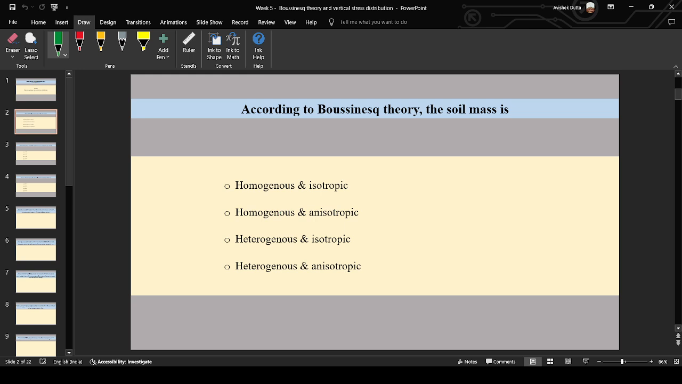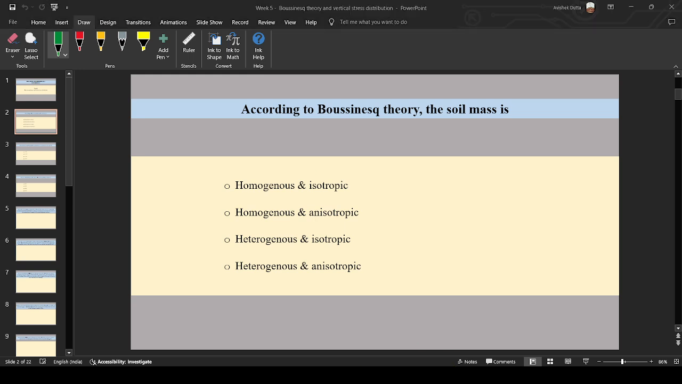the soil mass is considered to be homogeneous, because if the soil is considered to be heterogeneous, then the properties of the various layers of the soil with various compositions have to be taken into consideration. That will be a tedious job. Heterogeneous means the composition is different at different places. And what is isotropic? Isotropic means the properties are the same in every location from one particular point.